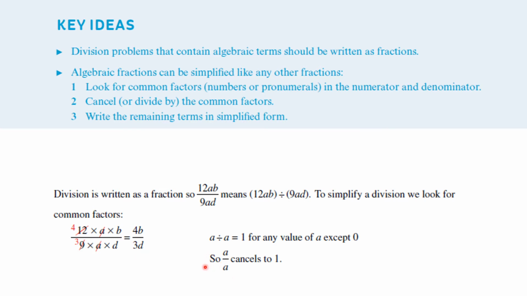And this is just to note that A over A, that cancelled out, cancels out to 1, but we know that if we put a times 1 in our numerator here, it won't make any difference to the answer.